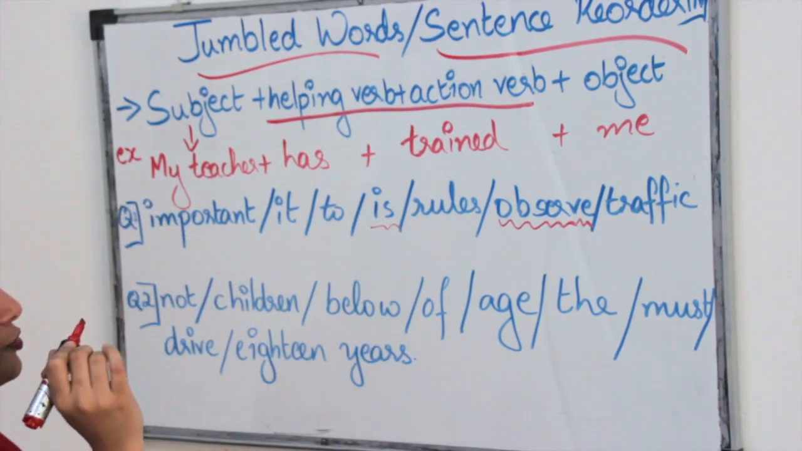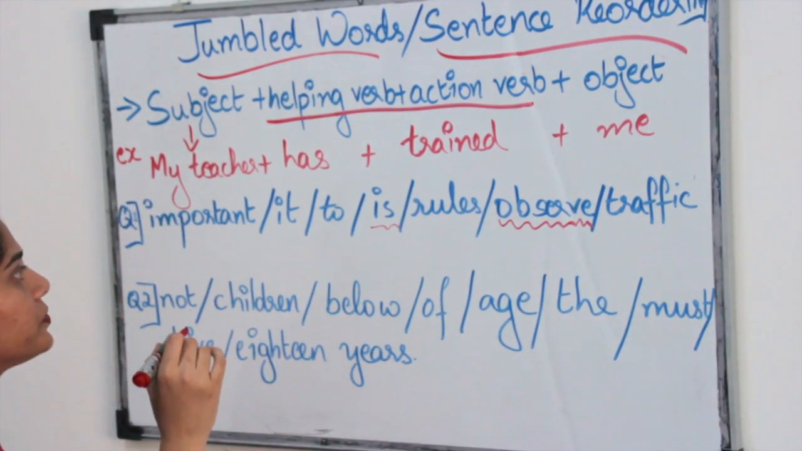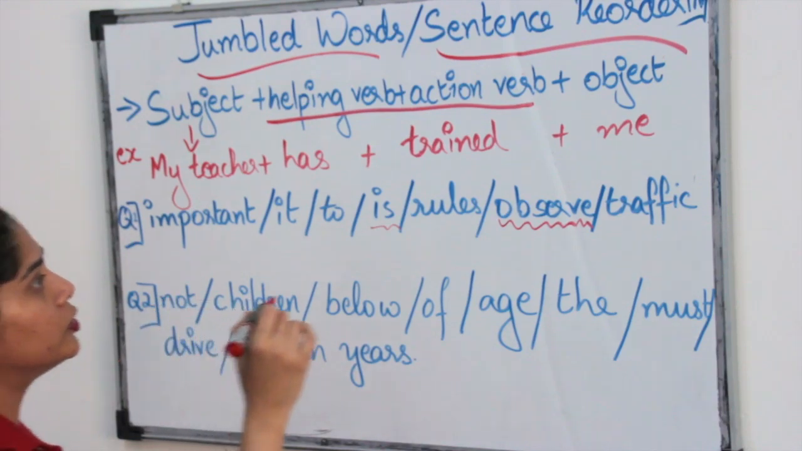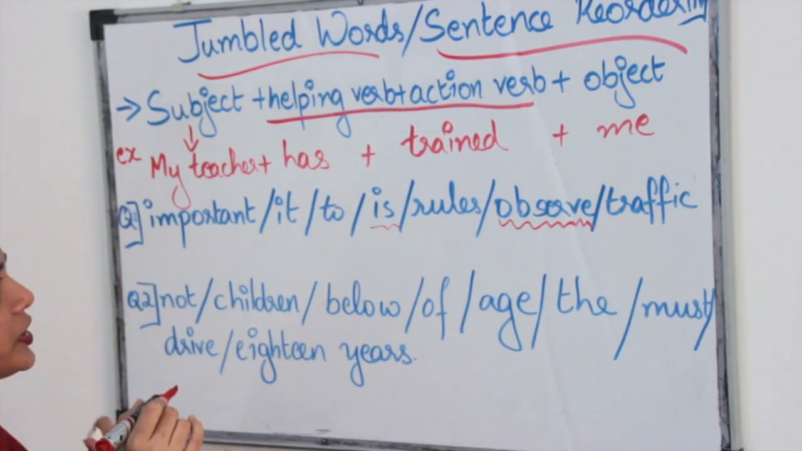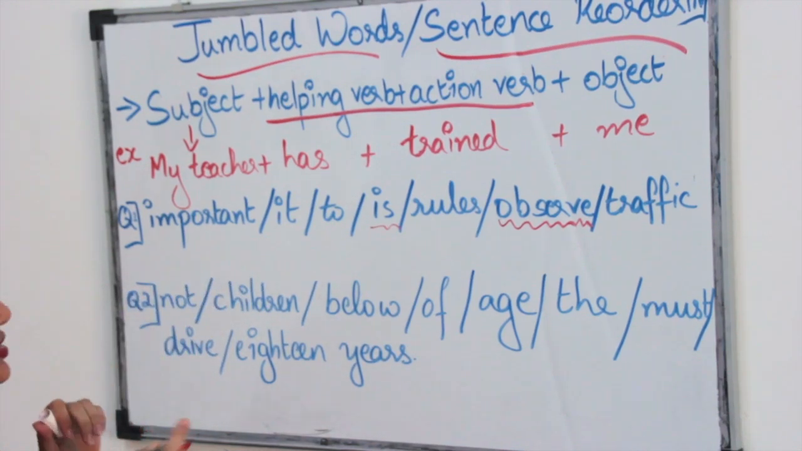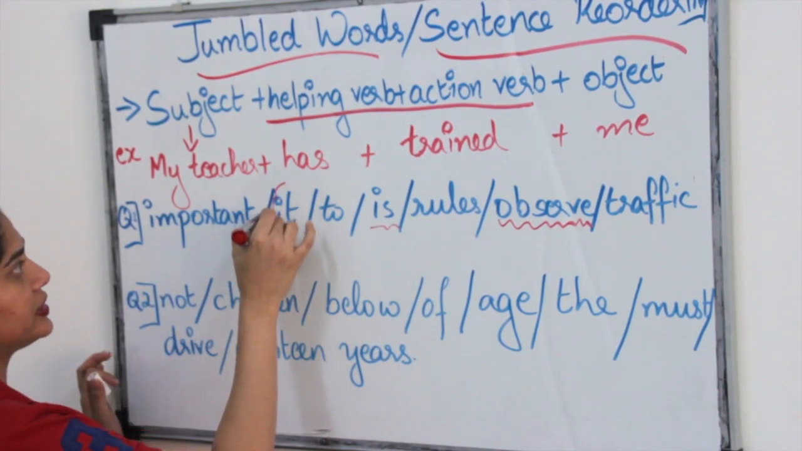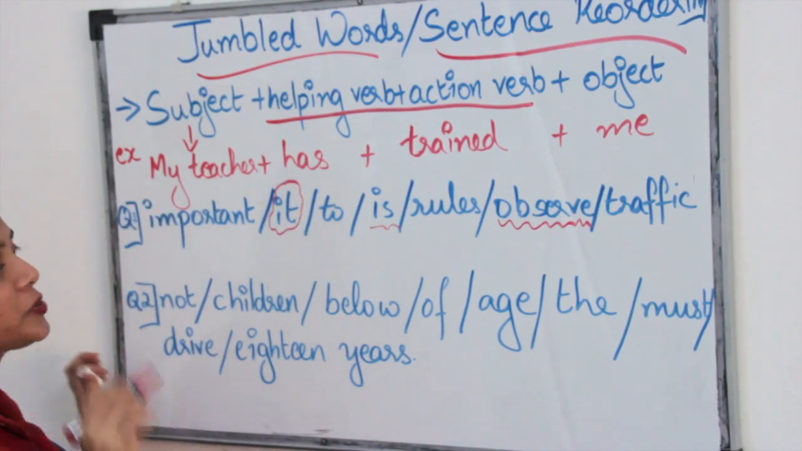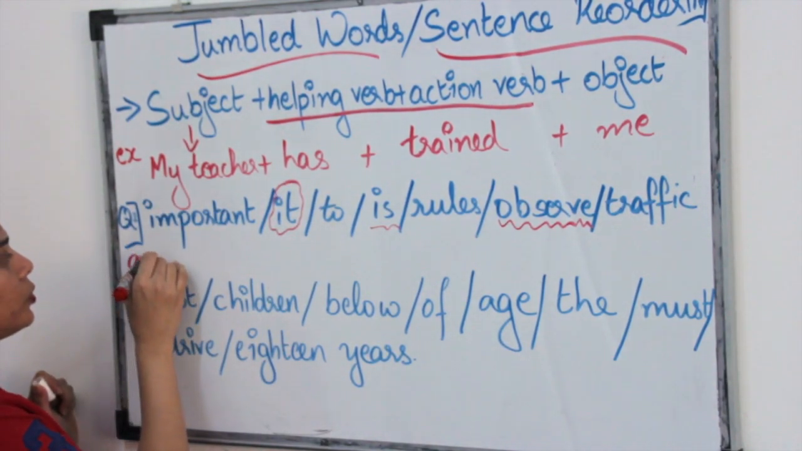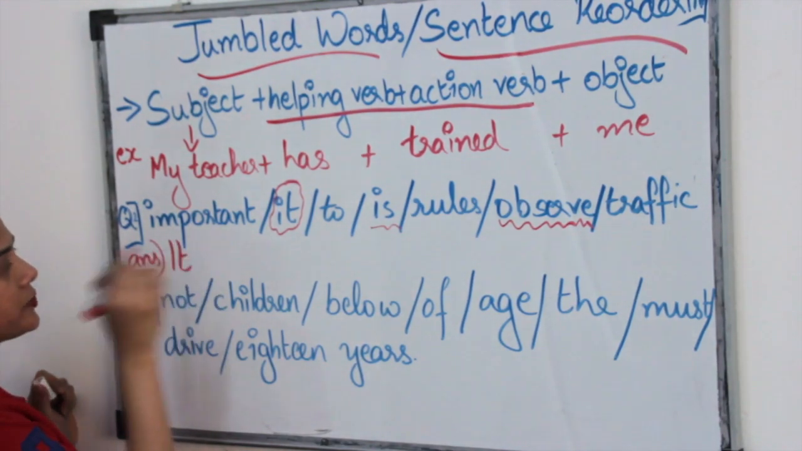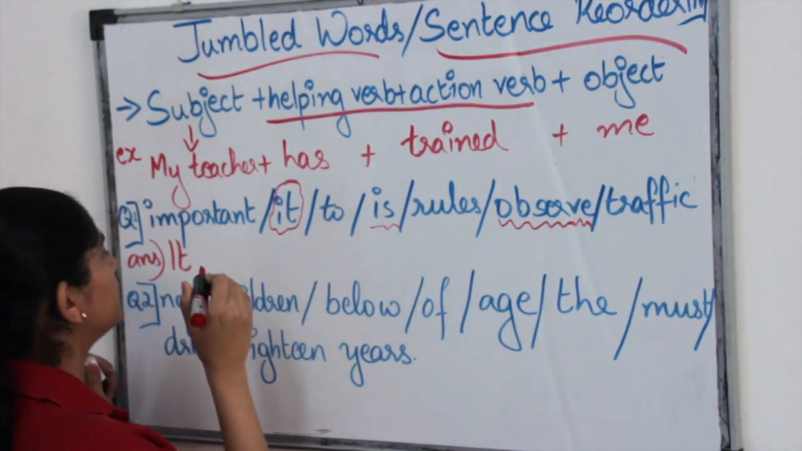And then you can also find over here the words called rules, traffic, important. You have it. So now there's only one subject you can see, it. Basically a pronoun. So we can put it in the first position. So, it. Now we can take the helping verb, is.